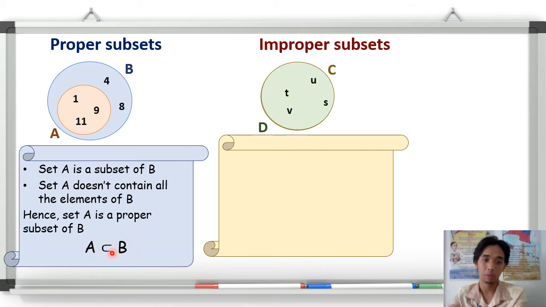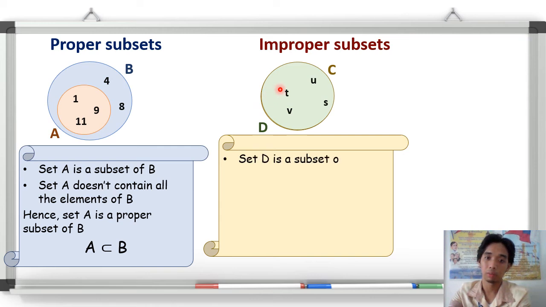So dito, huwag kayo malilito, yung denoted yung symbol ng subset is parang letter U na nakahiga. So, yung open side ng letter U ay nakatapat dun sa original set or dun sa larger set. Tandaan niyo yun.